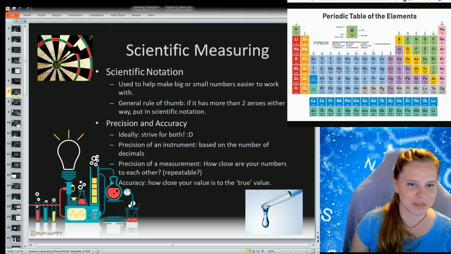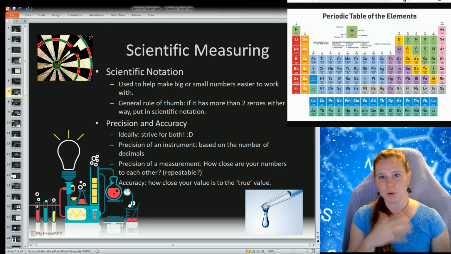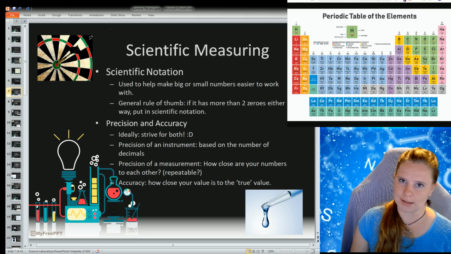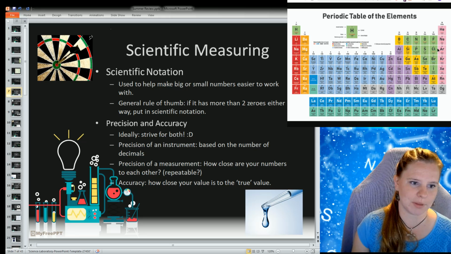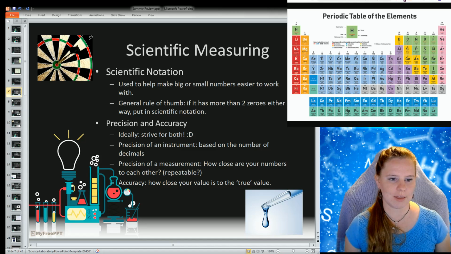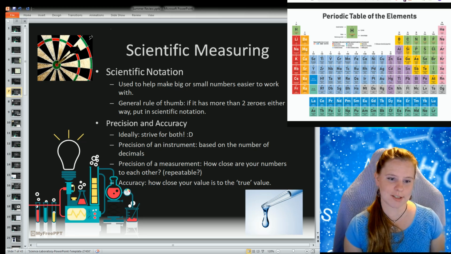All right, so general rule of thumb for me, this is really just a Miss McNally thing. If you have more than 2 zeros one way or the other, it would be good to put that in scientific notation. So if you have something like, so. Okay, and then last idea for this little video, precision and accuracy.